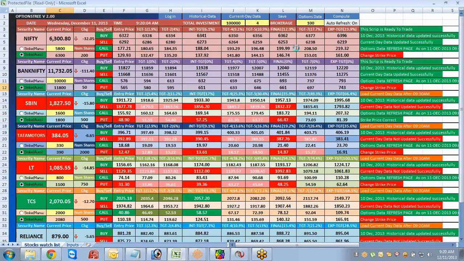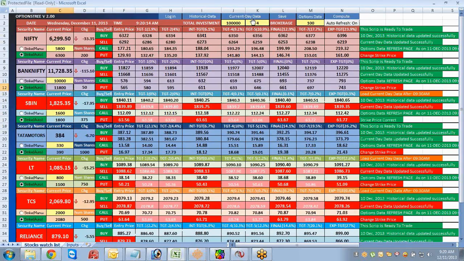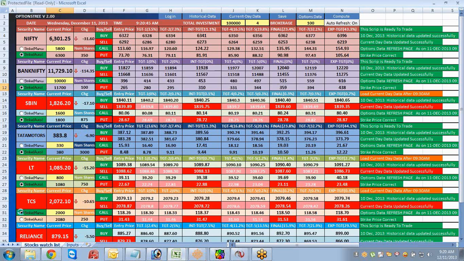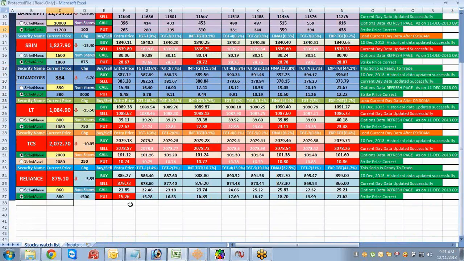So we have one sell call on Nifty. So it's 9:20. We'll take the current day data again. Just click the compute button. So let's change the strike of TCS to 2000. So here it goes. So we have a sell call on Reliance. It started at 879. The strike is 880.